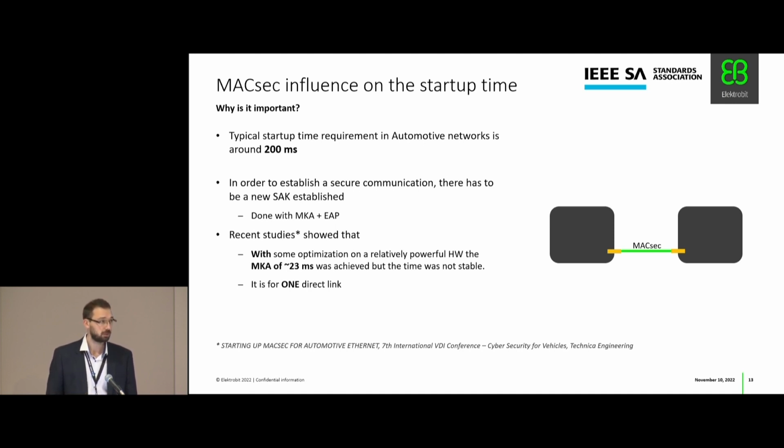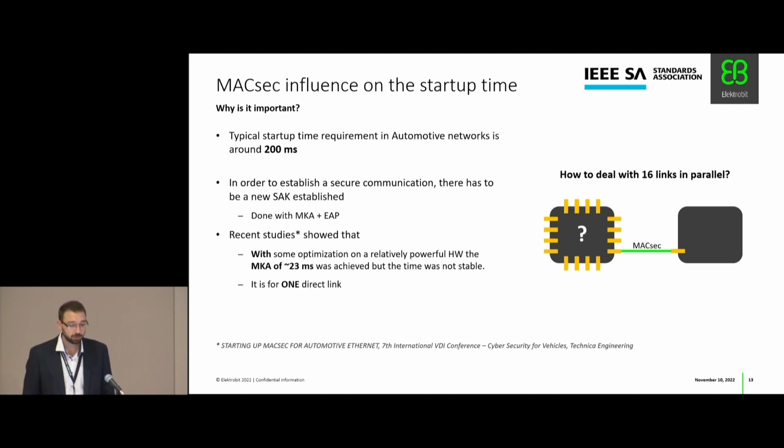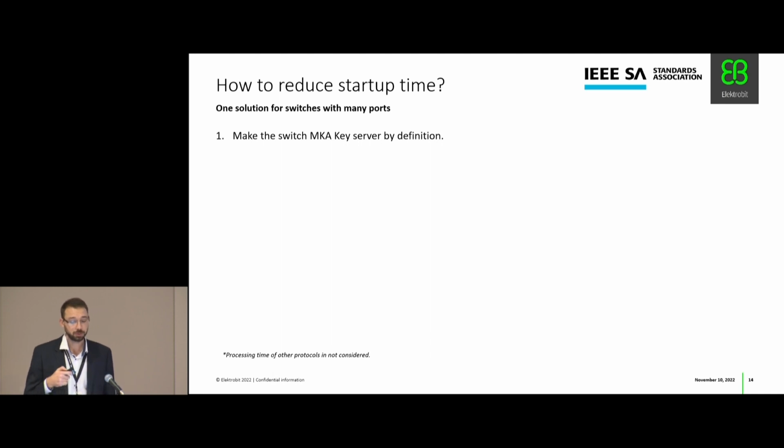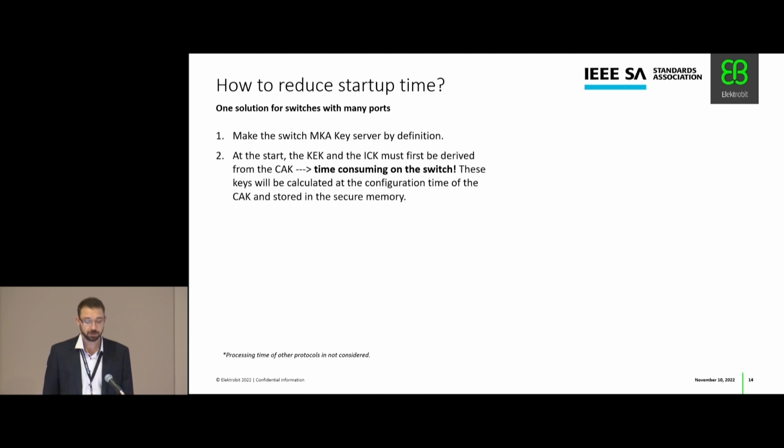And the question is, what to do with the switches when you have 16 ports which have to support MACsec? How to deal with it? So with my colleagues, we had a brainstorming session on how we can do it, and there are some tweaks possible, both on the protocol side and also in the hardware. For example, first of all, we should make the switch the MKA key server by definition. That's the first point.